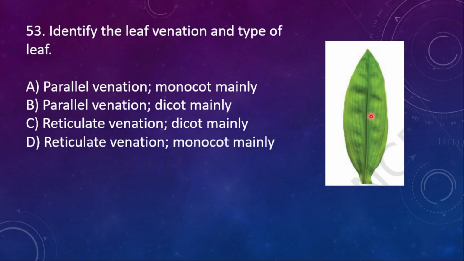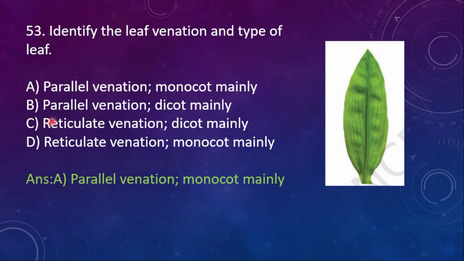This one is parallel venation because the veins and then veinlets never touch each other. They run parallel to each other. So here the right option is the first one. As you are confirmed with parallel venation, these two options are wrong. So among these two, where parallel venation is there must be a monocot mainly, isn't it? So the first option itself is right.